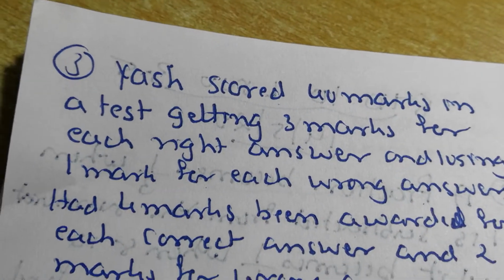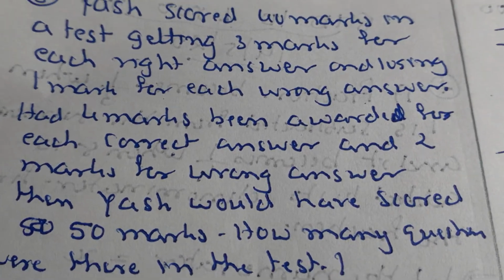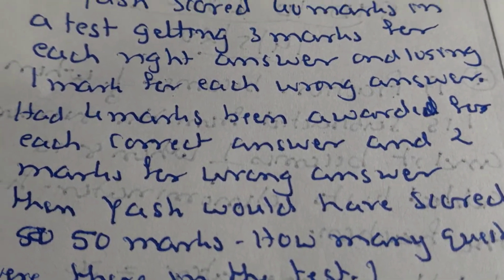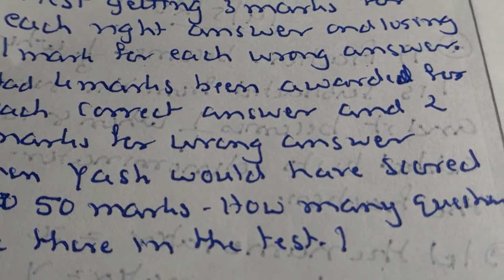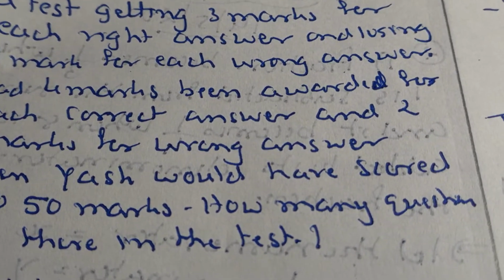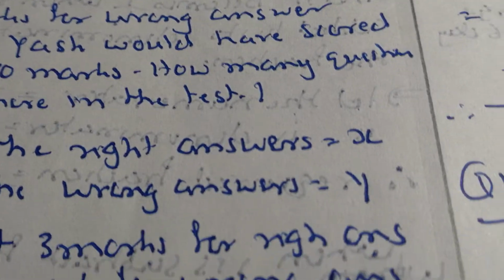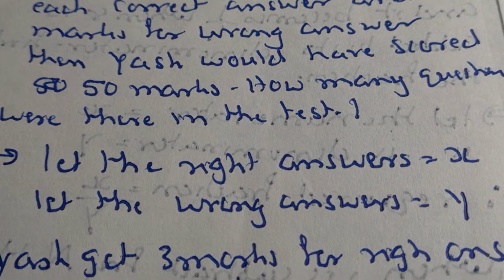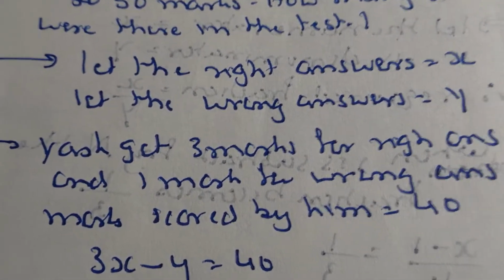Now here, Yash scored 40 marks in a test, getting 3 marks for the right answer and 1 mark for each wrong answer. And if 4 marks are awarded for the right answer and 2 marks are awarded for the wrong answer, he will score 50 marks. So first of all, we are going to assume, let the right answers be x and let the wrong answers be y.